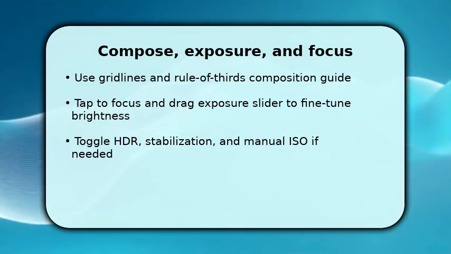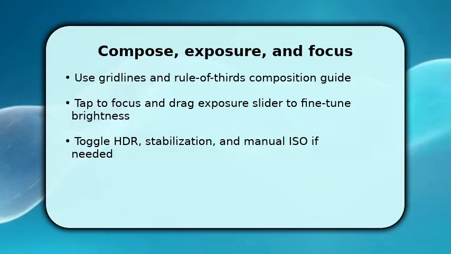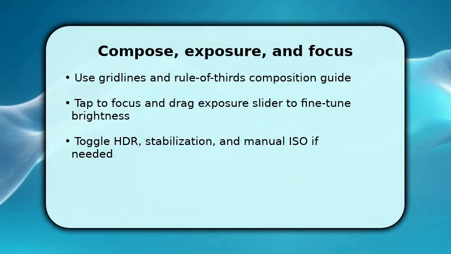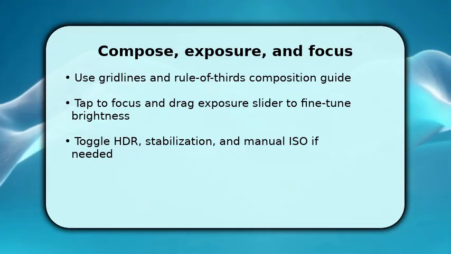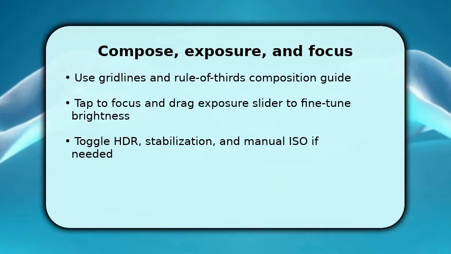If you need more control, switch to manual mode to set ISO and shutter speed. Use stabilization for handheld shots and HDR for high dynamic range scenes. These adjustments ensure sharp focus, proper exposure, and a stable image before you hit record.